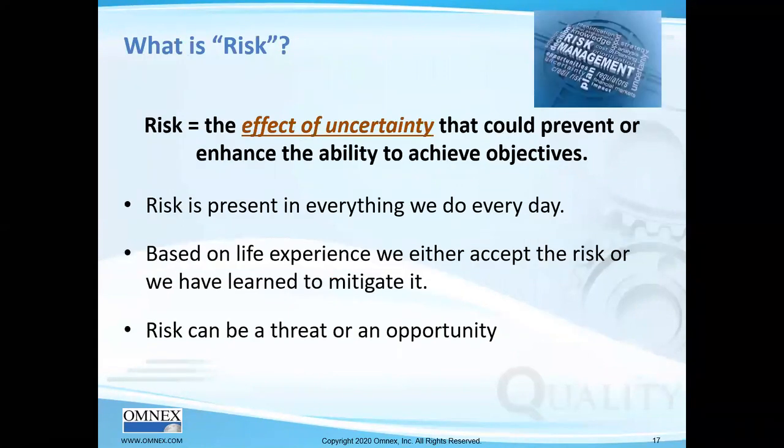All right, so the first thing is, what is risk? That's what everybody always asks. All the ISO documents that are out there, I think there's a total of 157 different definitions of risk. You take away all the risks that are determined for hazards. That leaves probably roughly about 25 to 30 different definitions of risk, right? But AS9100 considers it the effect of uncertainty that can prevent or enhance your ability to achieve objectives.